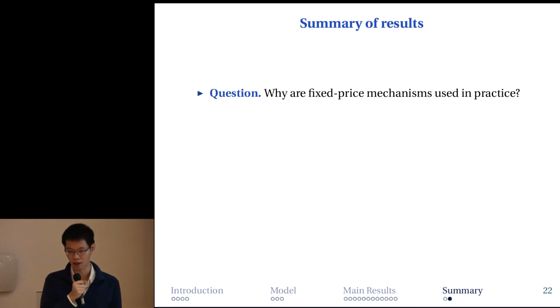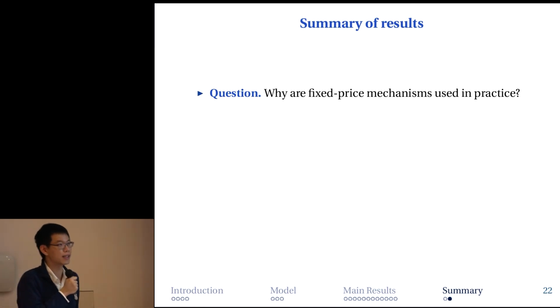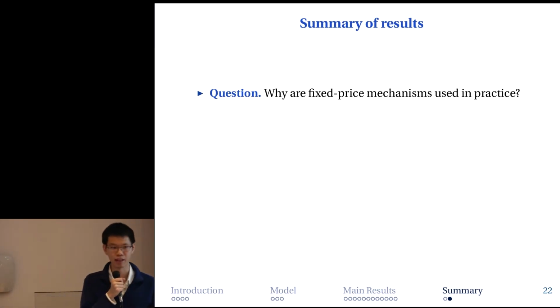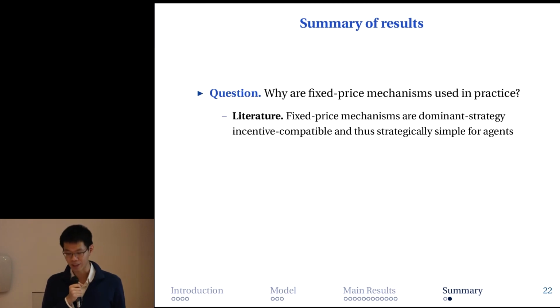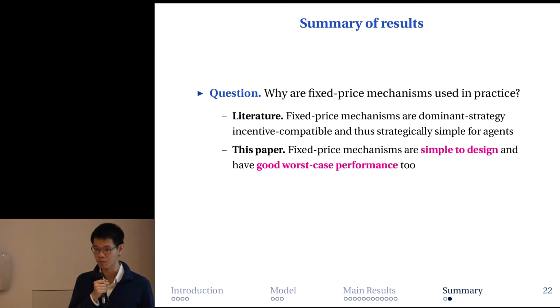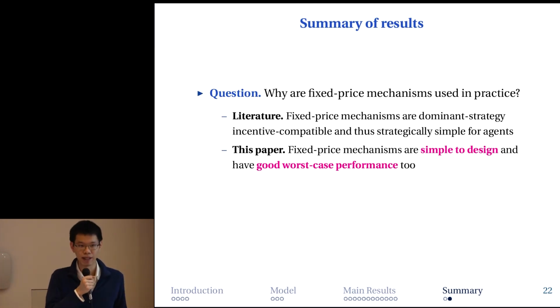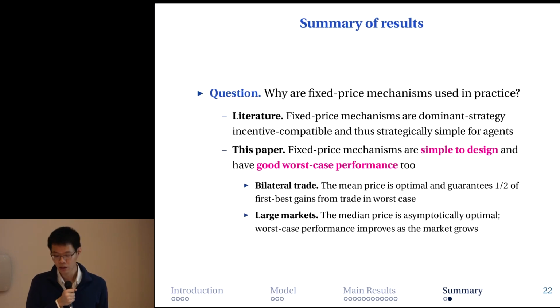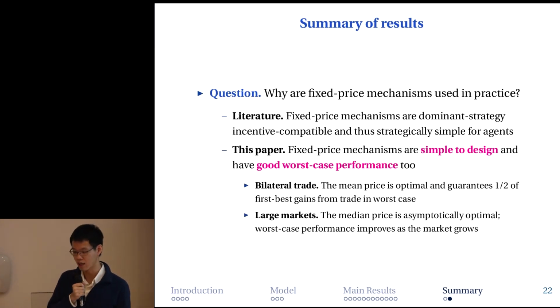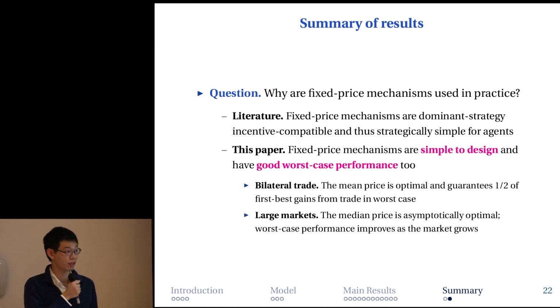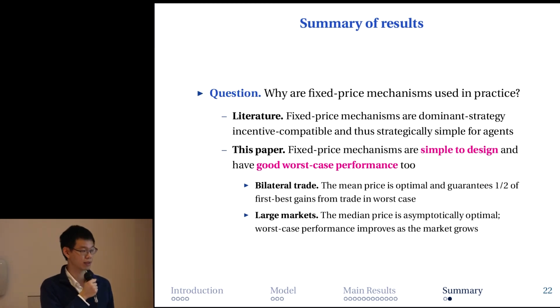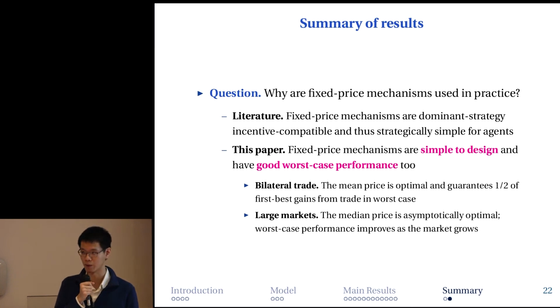So to summarize, our results can be understood in light of the question: why are fixed price mechanisms used in practice? The answer that the literature provides is that fixed price mechanisms are dominant strategy incentive compatible and so strategically simple for agents. Our paper supplements this picture by showing that fixed price mechanisms are simple to design and also have good worst case performance. In the context of bilateral trade, the mean price is optimal and guarantees at least 1/2 of the first best gains from trade. And in the paper, we explore corresponding results for large markets as well.